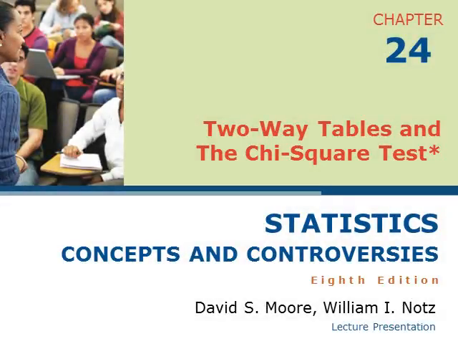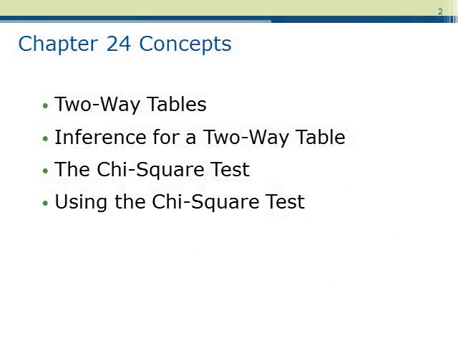In Chapter 24, we discussed the chi-squared test. This is another type of hypothesis test that is used to show two or more categorical variables have some type of association or relationship. These are the concepts that we'll discuss in Chapter 24: two-way tables, inference for a two-way table, the chi-squared test, and using the chi-squared test.